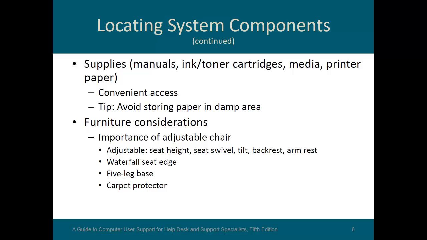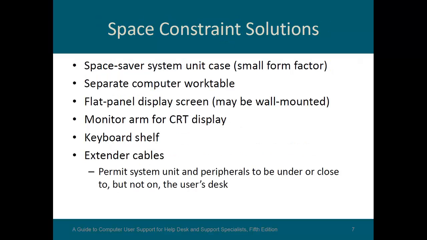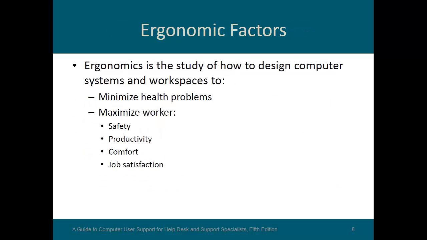Furniture considerations, the importance of an adjustable chair for different heights of people. Space saver system unit case, small form factor. Separate computer work table if necessary. Flat panel display screen. It could also be wall mounted. Monitor arm for CRT display, that allows you to articulate the monitor to be better positioned. Keyboard shelf and extender cables, which need to be hidden as best as possible.